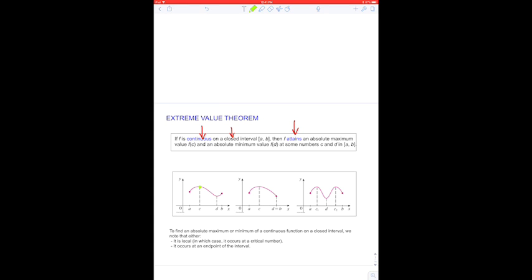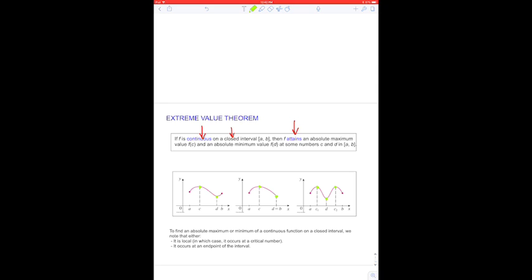That's the highest point, that's the lowest. Absolute maximum, absolute minimum, respectively. That's the highest, that's the lowest. We can see that my green dots are representing the absolute extreme values.